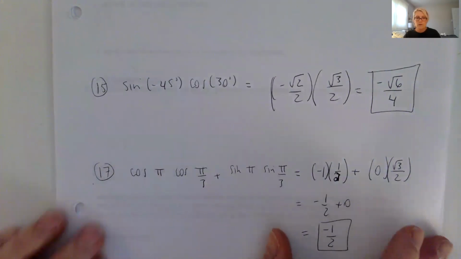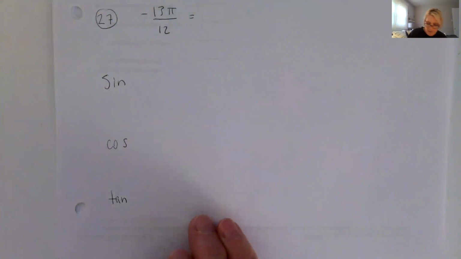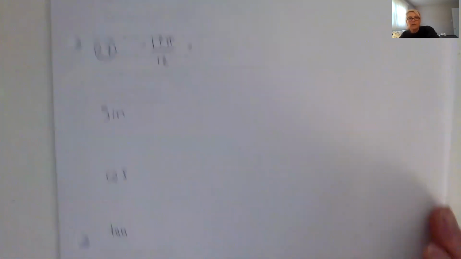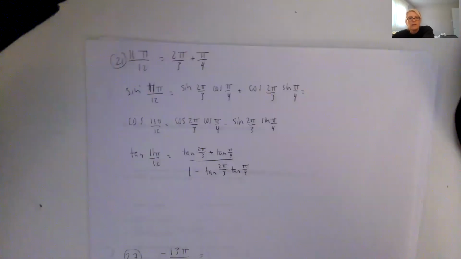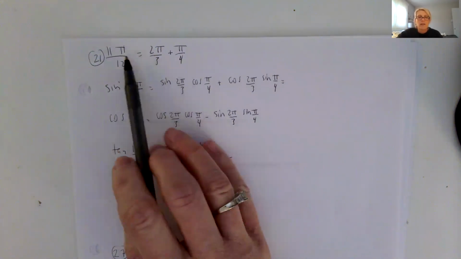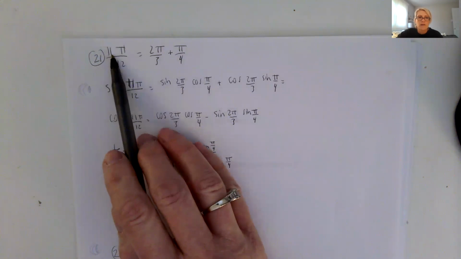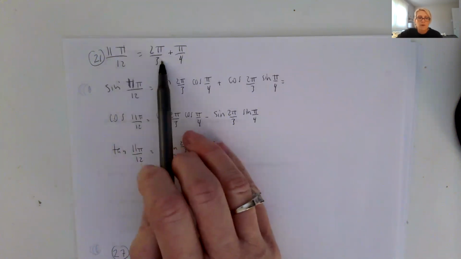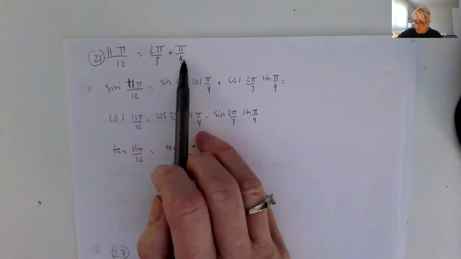Okay, so let's get us warmed up here. So I wrote number 21 out because I wanted you to see how this is going to work. 21 through 38, all of these problems are saying find the exact value of sine, cosine, and tangent of each angle. And essentially they got this one started for us. They want 11 pi over 12, and that's going to break into 2 pi over 3 plus pi over 4.